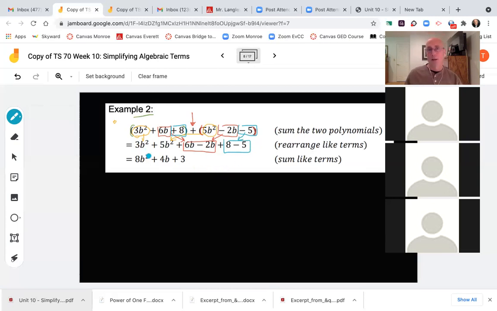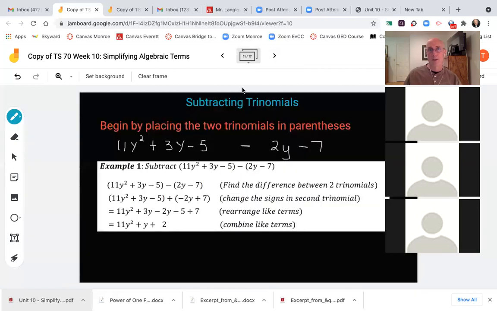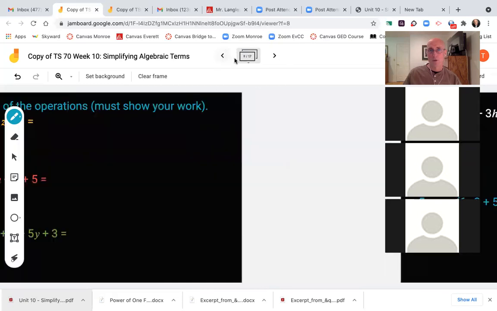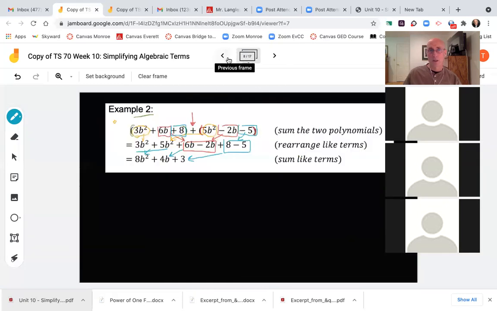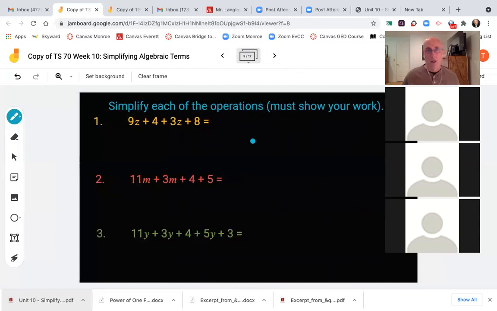Now, can we simplify even more? Okay, I've got 3b squared plus 5b squared. These are like terms. That adds up to 8b squared. This becomes that, okay? I've got 6b minus 2b, which gives me plus 4b. So this becomes that. And then I've got 8 minus 5 is 3. Okay, so this becomes that. Simplifying polynomials that are added together. All right, I went too far, sorry. 1, 2, 3, back. Okay.